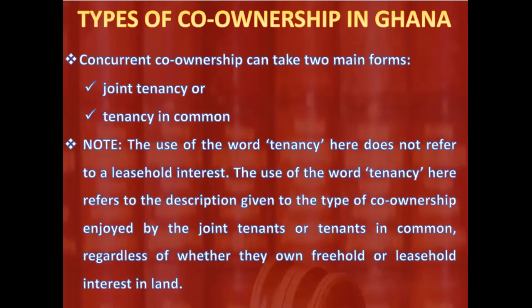It is important to note that when we refer to co-ownership of land, we are referring to simultaneous enjoyment of land by two or more persons. As indicated already, there are two principal ways in which co-ownership can arise. It can arise in the form of a joint tenancy, or in the form of a tenancy in common.